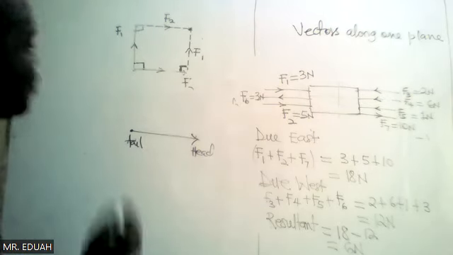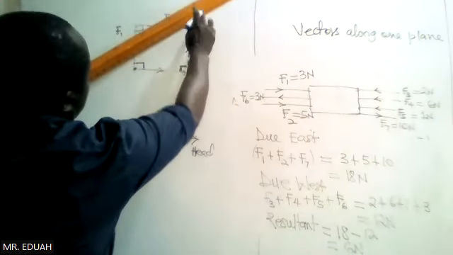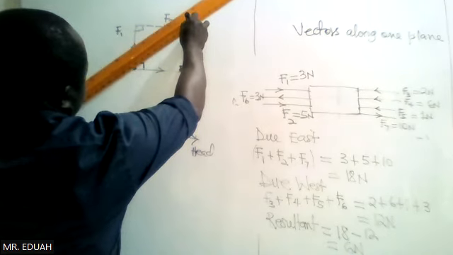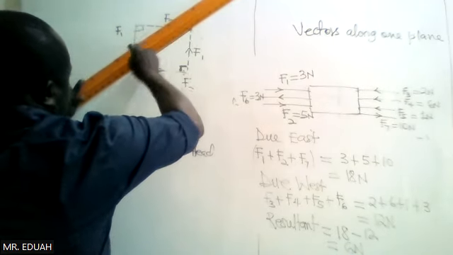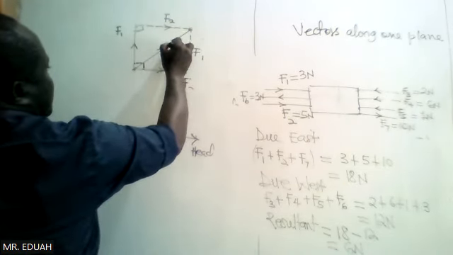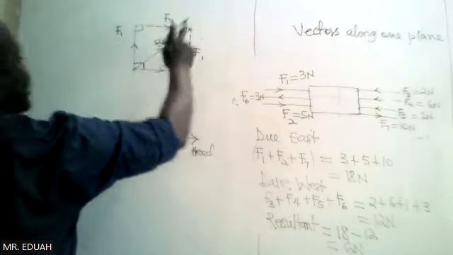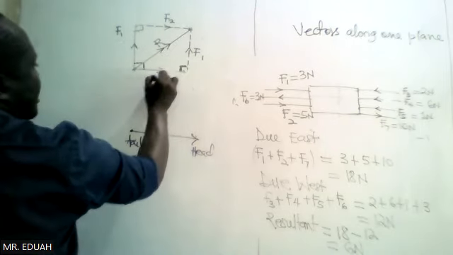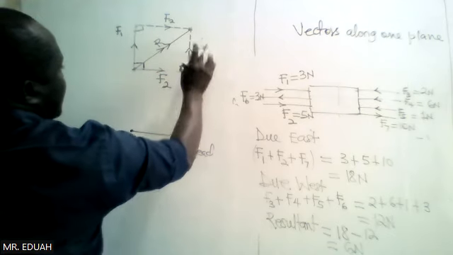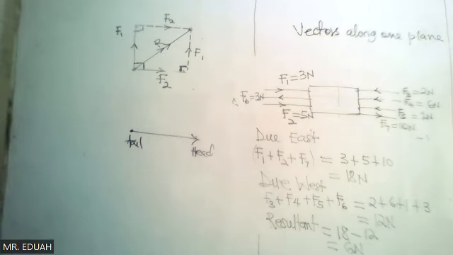Meaning that when you draw a vector from the tail of this to this point, it must give you the resultant of F1 and F2. A vector from here to this point must give you the resultant. So this becomes the resultant of F1 and F2. This is F2, and then F1. Are you okay? Yes.